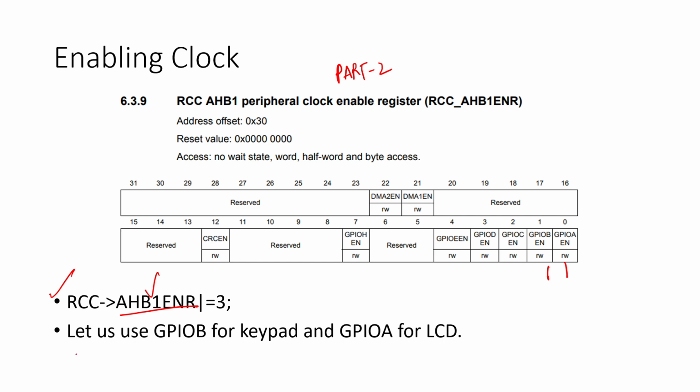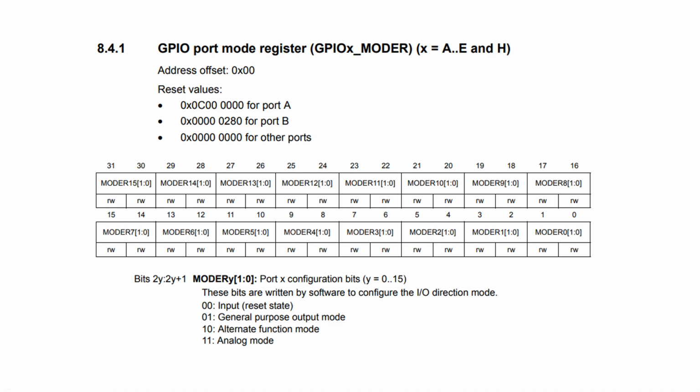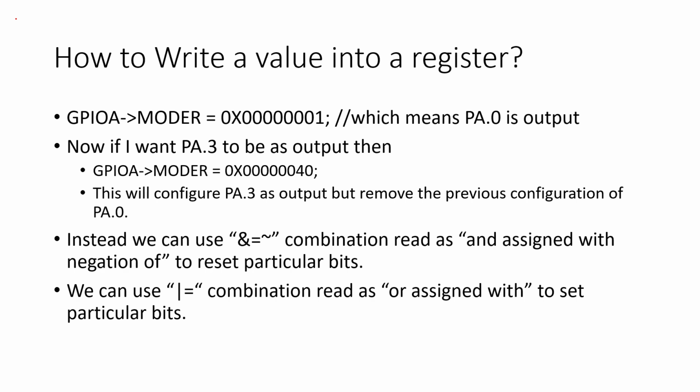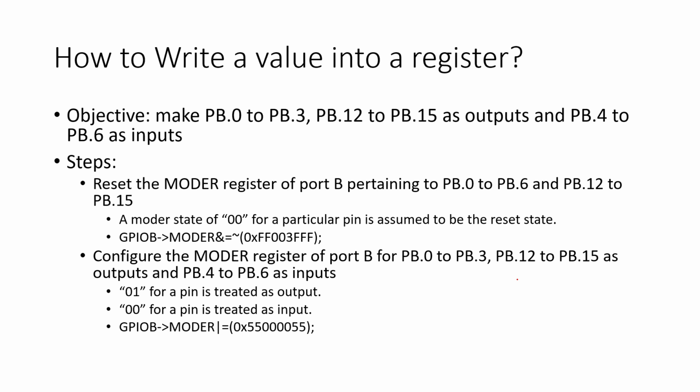And as mentioned, GPIOB and GPIOA ports we are using, and this is the MODER register format for any GPIO port. So our objective for this video is how to write a value into a register. We'll always be using the AND-equal-to with negation combination for resetting particular bits, and the OR-equal-to combination to set particular bits. So coming to the objectives, we'll be using PB, which is port B.